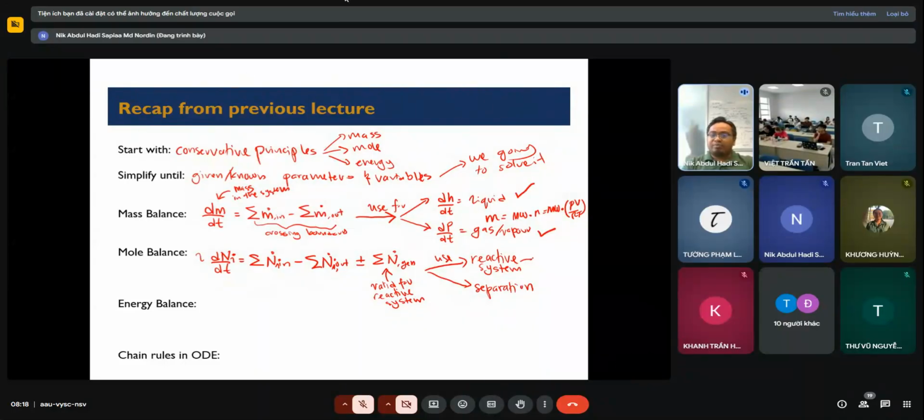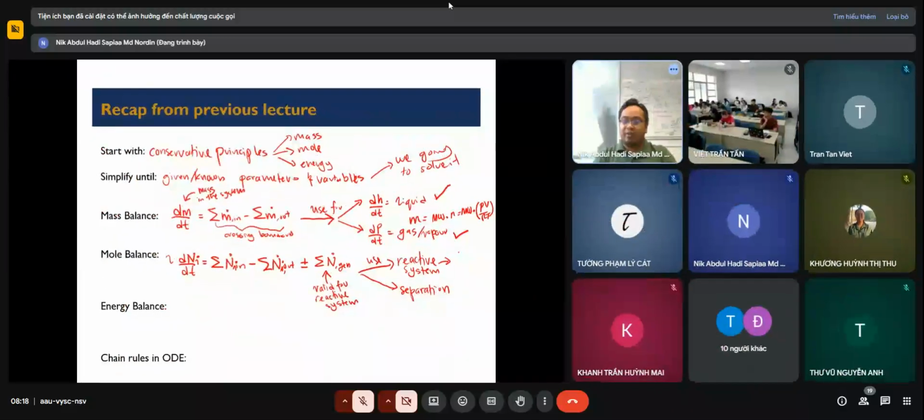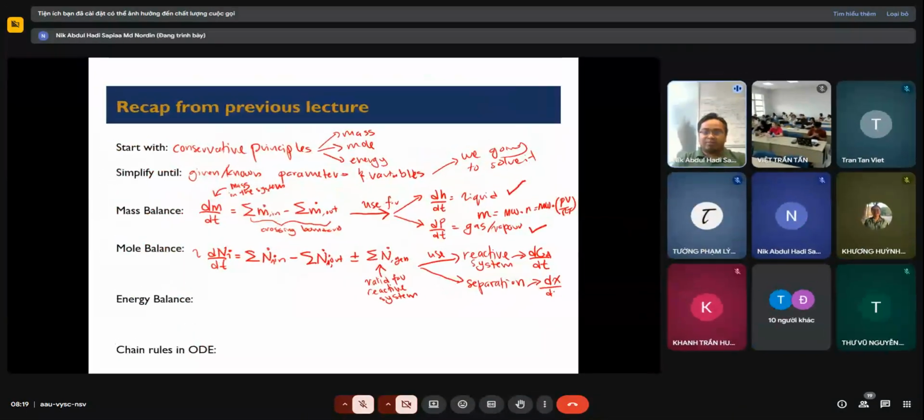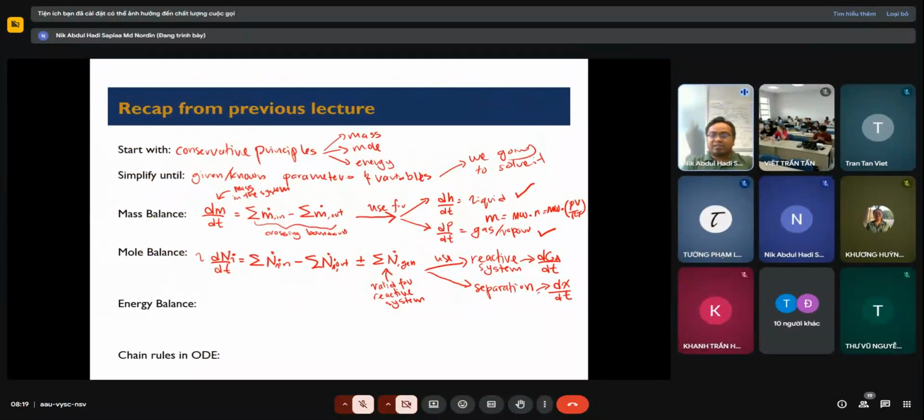So basically from this, for a reactive system, normally we want to see the change in concentration over time. Or for a separation system, the change in the mole fraction over time, whether it is dx/dt for liquid or dy/dt for gas phase. So that is for the mole balance.